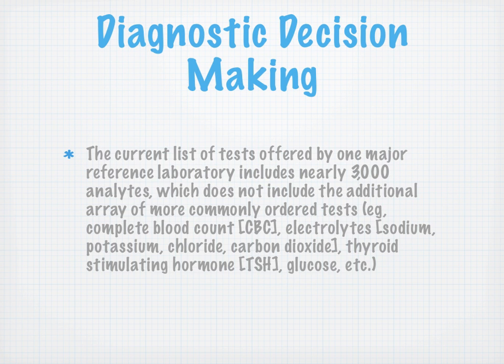So diagnostic decision making on the next slide there. The current list of tests offered by even one major reference laboratory that the article looked at included nearly 3,000 analytes. So that doesn't even include the additional array of tests commonly ordered, like the complete blood count, electrolytes, thyroid stimulating hormone, glucose, etc. So that's a whole big bunch of tests, and I'll be testing you on all 3,000 of those at the end of this week. So actually, no, that's not even true at all.